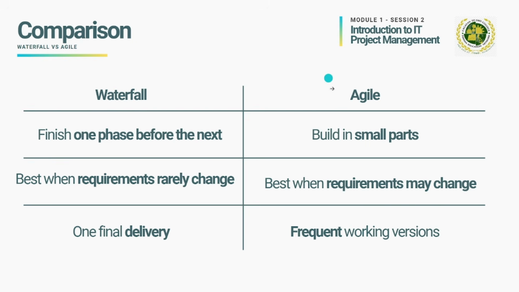Now, to further solidify the comparison between the two, waterfall finishes one phase before the next. It's like a waterfall. Imagine a waterfall wherein it goes from one stream, and once that stream fills up, it goes down again. So careful planning from phase one before they move on to the next phase. And agile builds in small parts. Now, recall waterfall is one phase before the next. Agile builds in small parts, meaning that it requires a cycle based on the client's request and the developer's request.